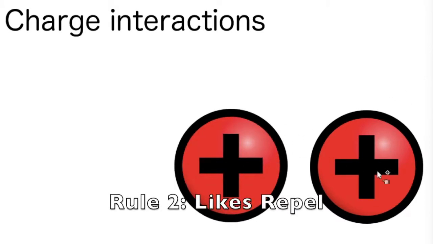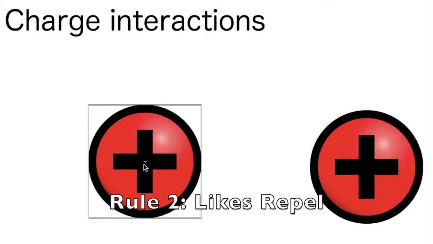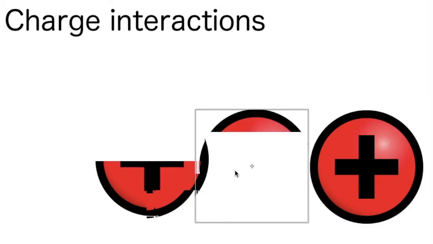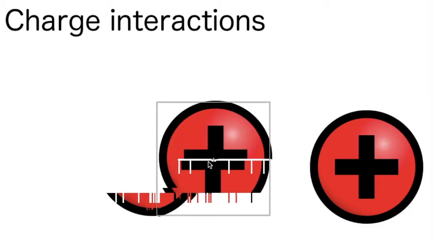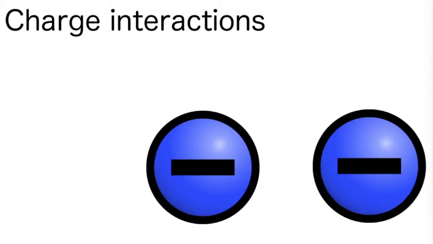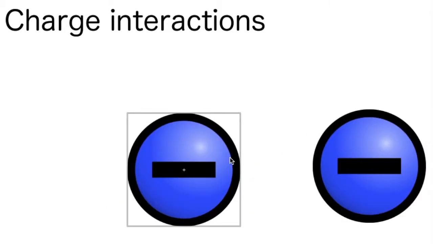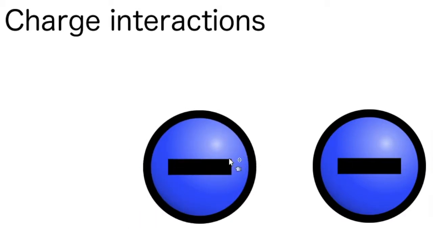The next rule is that 2 objects with the same charge repel each other. In this case, we have a positive charge and another positive charge, and they are going to move away from each other. This is the same for 2 negatively charged objects. Because they are the same charge, they still repel each other.